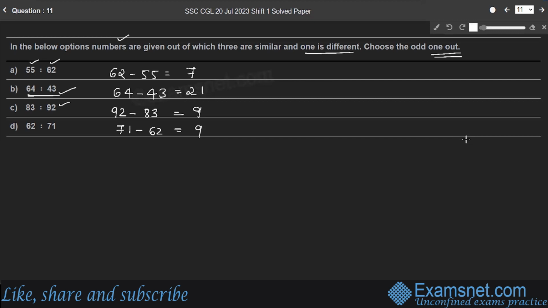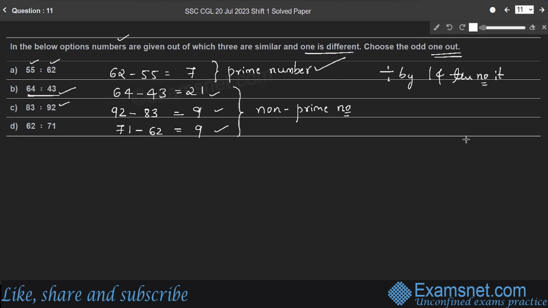Now look at the numbers 21, 9 and 9. These three are non-prime numbers. They are not prime numbers, whereas 7 is a prime number. So what is a prime number? A prime number is a number which is divisible by 1 and the number itself, right? Whereas non-prime numbers are the numbers which are divisible by 1, the number itself, and the remaining numbers, right?